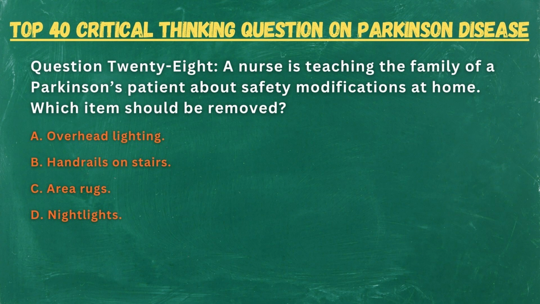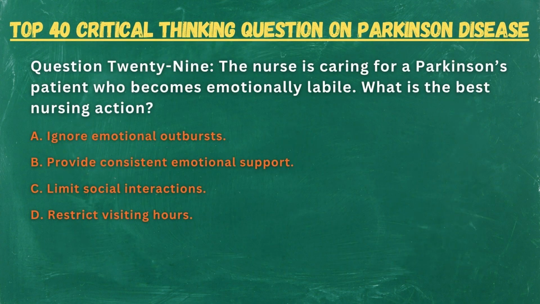Question 28. A nurse is teaching the family of a Parkinson's patient about safety modifications at home. Which items should be removed? A. Overhead lighting. B. Handrails on stairs. C. Area rugs. D. Night lights. Answer: C. Area rugs.